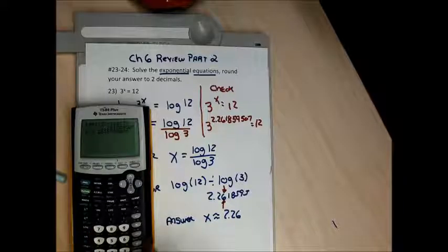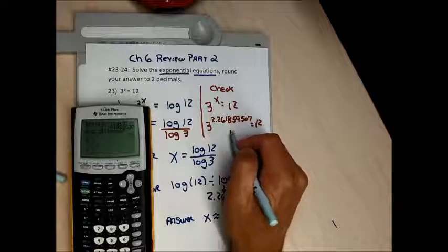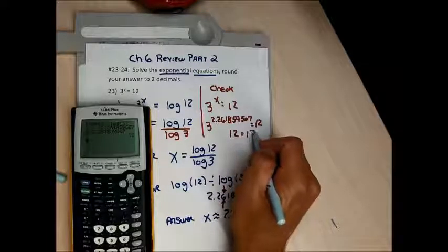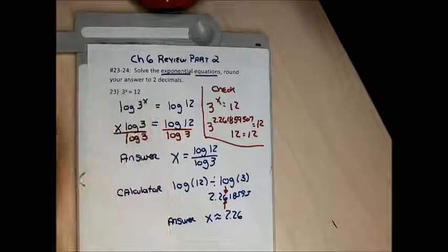So I just simply change the x to the non-rounded answer, and my calculator tells me that the left side simplifies to 12, and that's what I need it to be, because for an answer to be correct, you should be able to plug it back into the original problem and have both sides come out to the same number.